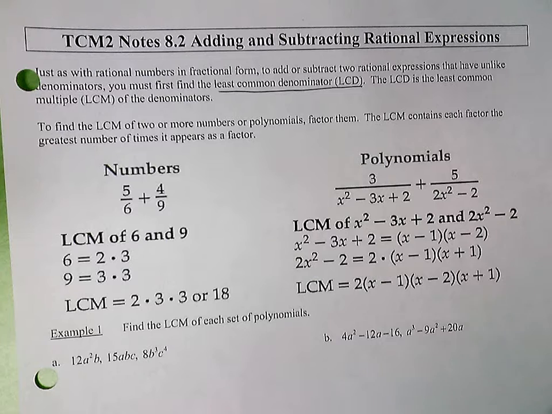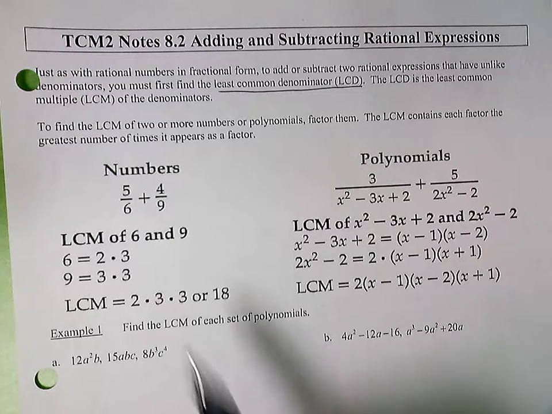So to find the LCM of two or more numbers or polynomials, you have to factor them. So we're still factoring. The LCM contains each factor the greatest number of times it appears as a factor.